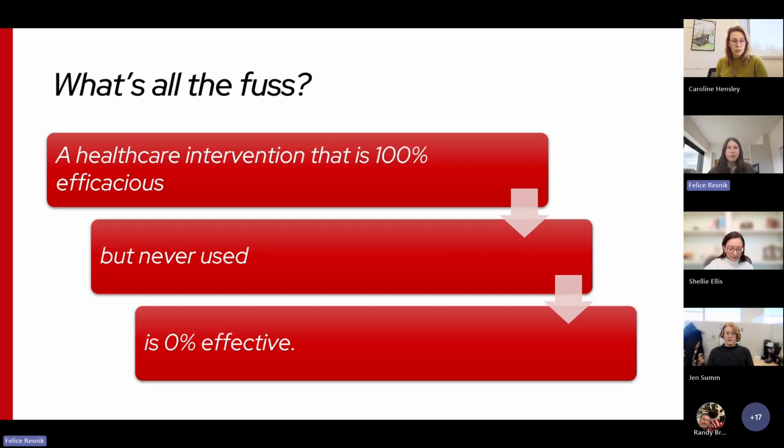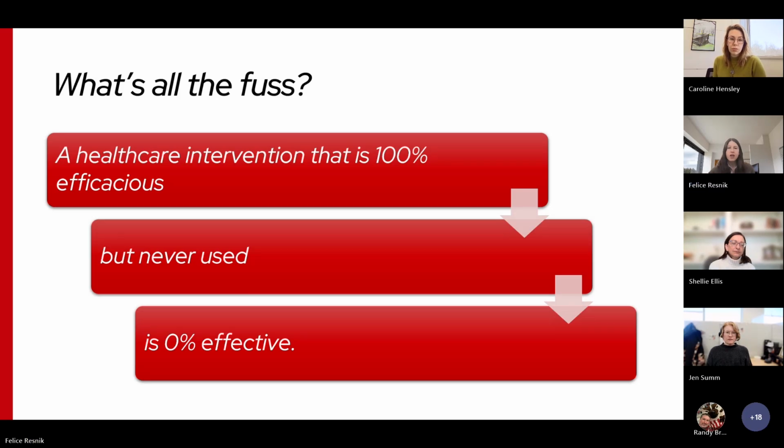So what's all this fuss? Why do we keep talking about D&I science? Well, as I keep coming back to, many evidence-based healthcare interventions fail to produce successful outcomes when actually implemented into practice. To improve health, it is essential to not just understand how to create and do the interventions, but how to ensure that they're effectively delivered in practice. A fun saying that Shellie often says: the healthcare intervention that is 100% efficacious, but never used, is 0% effective.